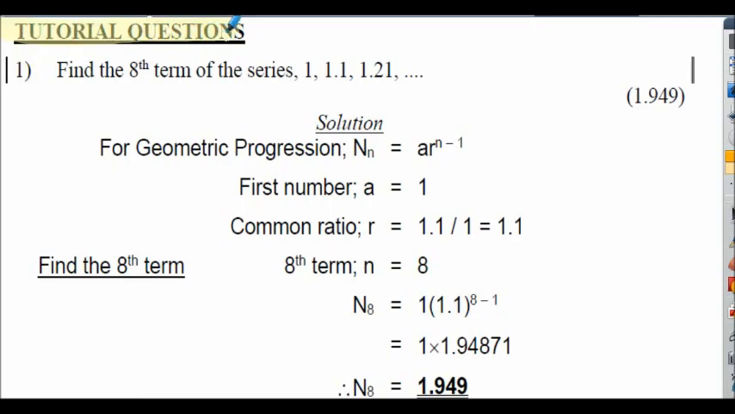Tutorial questions. Here's the full work solution for question 1. We commence from our standard geometric progression formula, and then, given the information in the question, we can find the common ratio r. We're asked to find the 8th term in the series, so lowercase n is equal to 8, and our 8th term calculated here. I'll let you review the solution at your own pace.